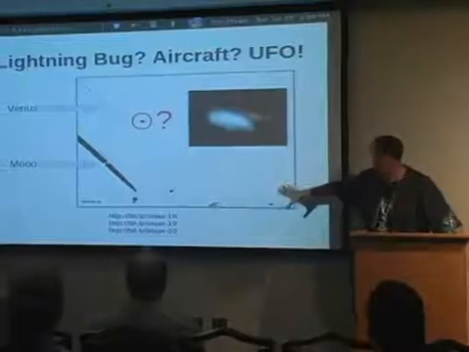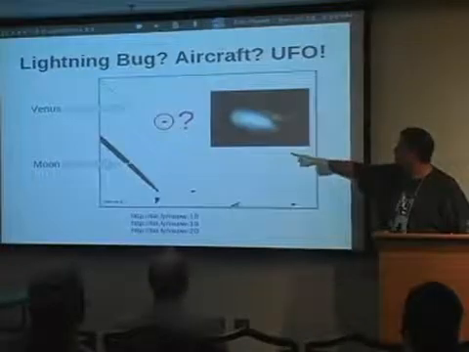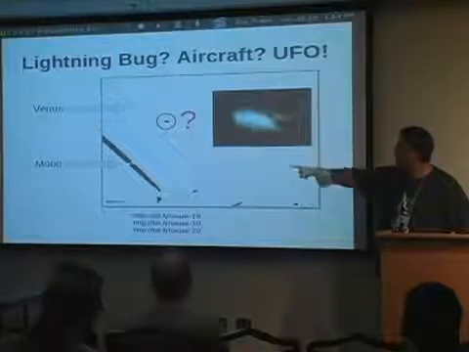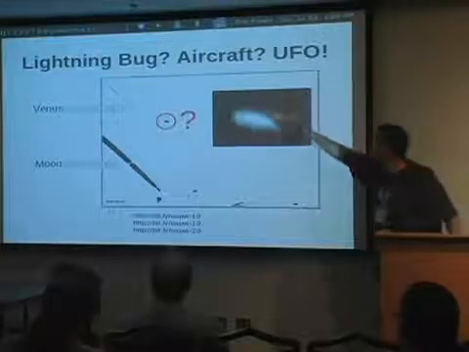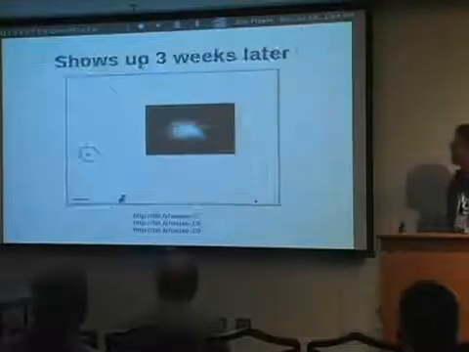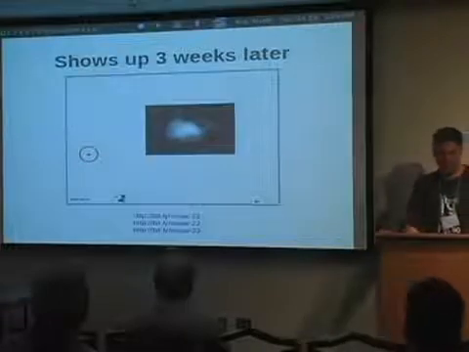This was October 16th, 2010. There was an image of an object almost the size of the moon. You can see the moon track, and you can see the track of Venus, so it's not either of those. It showed up in one single image. It has a little hooked tail here. I don't know what it is. It showed up 3 weeks later. So I don't know.